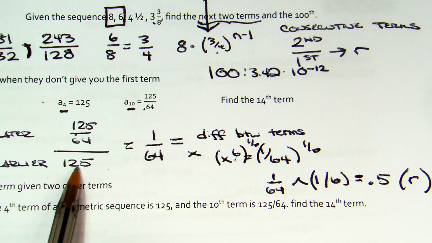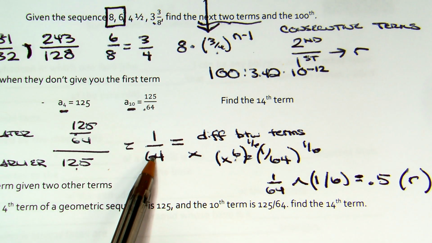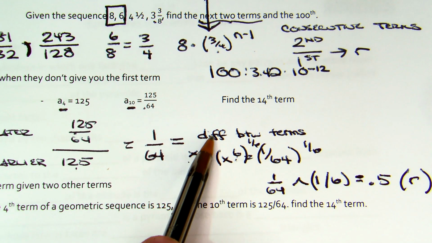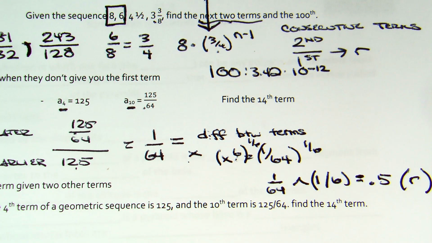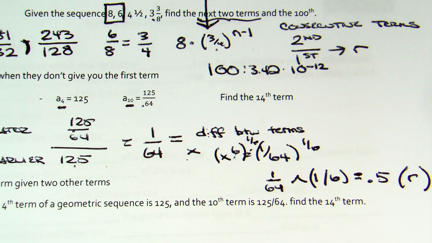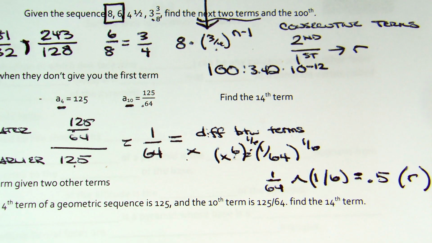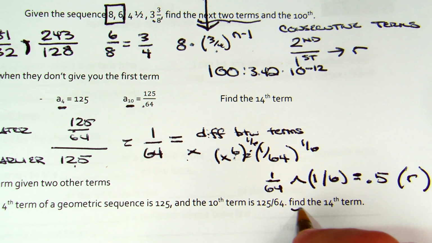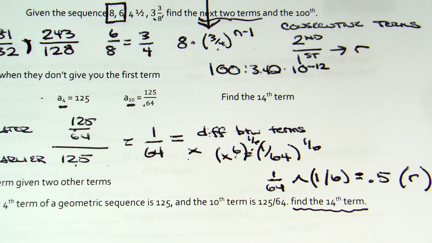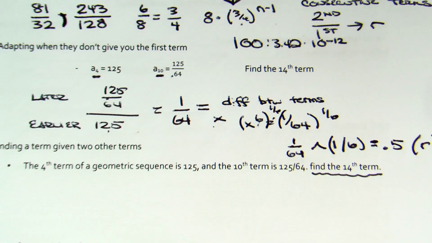Later term over earlier term, you get your quotient. Set that equal to the x to the difference between the terms. Solve by doing the reciprocal. Hopefully you learned last year, rational exponents is the same as turning them into roots. And whatever the denominator is, that's your root. Make sense? Now, they want the 14th term.